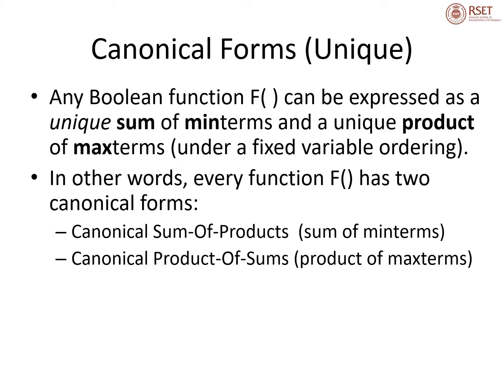Now, we'll deal with another terminology known as canonical forms. It is a unique form. So, any Boolean function f can be expressed as a unique sum of min terms and a unique product of max terms. Now, the variable order is fixed. So, every function f has two canonical forms. One is the sum of products, or you can say the sum of min terms, and the other canonical form is the product of sums, or we can call that as the product of max terms.